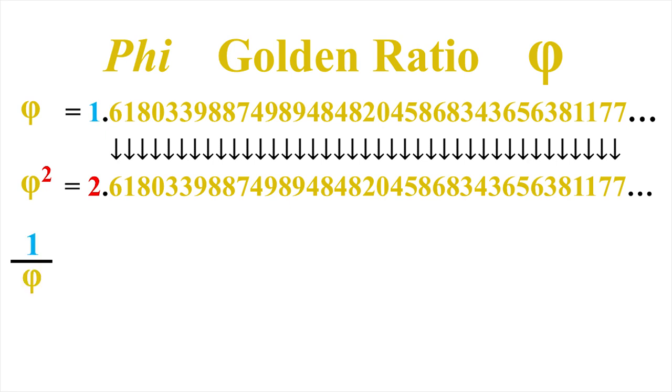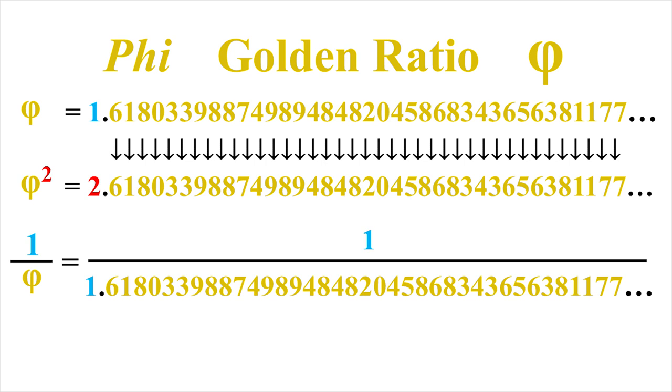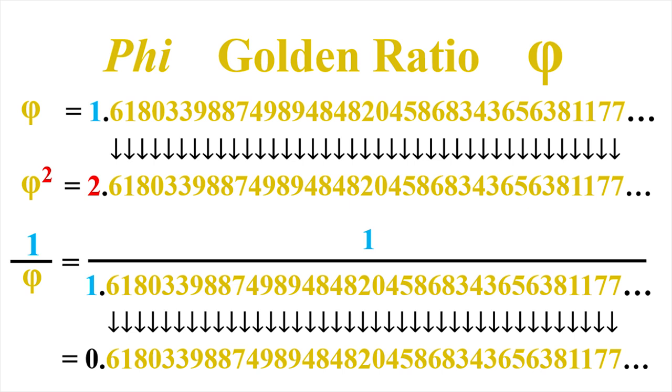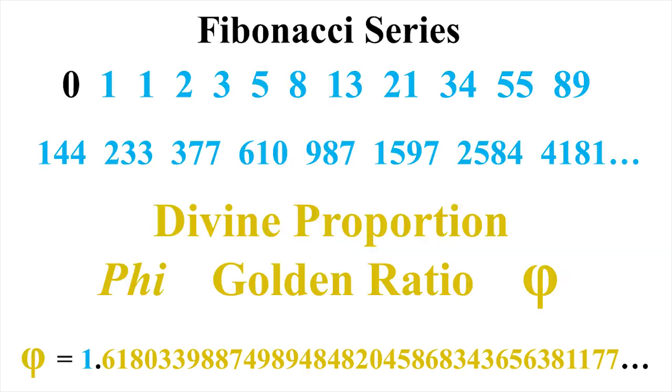And if you divide 1 by phi, so that's 1 over 1.6180, on and on and on, its result turns out to be 0.61803398, on and on and on. Wow, now that's a pretty magic number, right? If you square it, you get 1 more than its original, and if you divide 1 over phi, you get 1 less than the original. Wow, that's pretty cool. Okay, so what do we do with that? And by the way, that is called the golden ratio, or divine proportion.